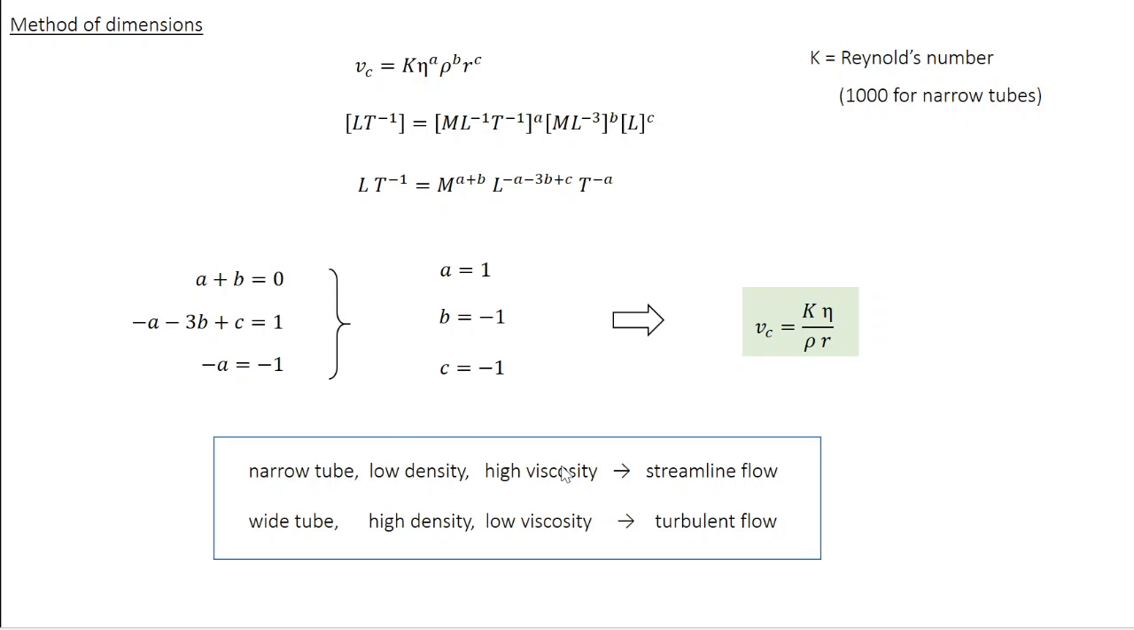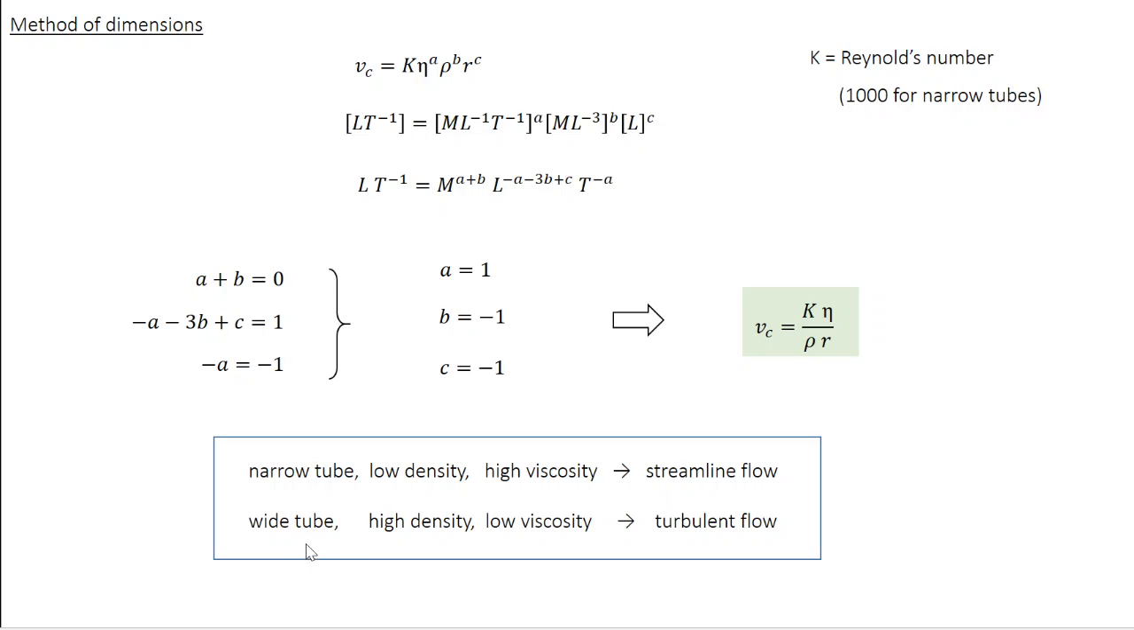So in these three cases, the value of Vc is going to be very, very high, which means when you consider a liquid flow, the velocity of the flow is going to be less than the critical velocity. So in the case of a narrow tube, low density, high viscosity, typically the velocity of the flow is less than the critical velocity. In other words, the flow is going to be streamlined.